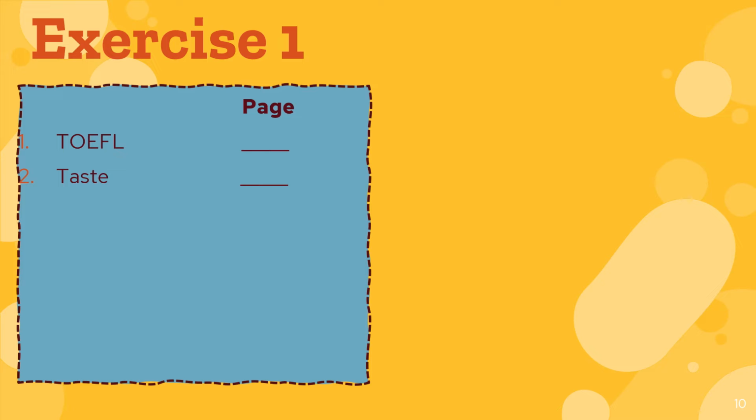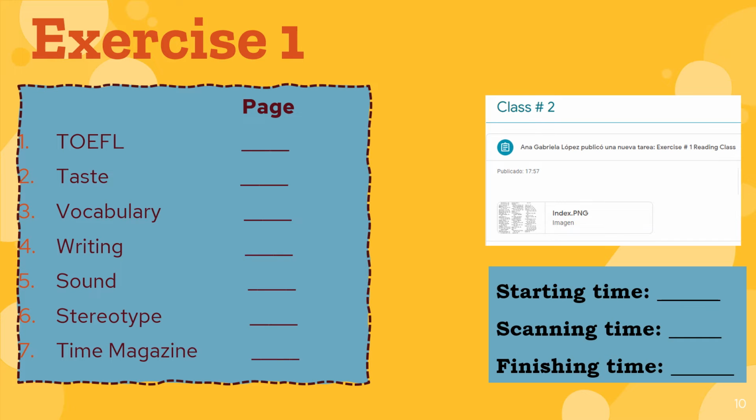So what you're going to do is to try to find the page numbers very quickly. Write down exactly how many seconds it takes to complete the task. So please write down the starting time, the scanning time, and the finishing time. In Google Classroom, you can see the picture that I posted, and based on this, you need to answer the questions. Okay, let me start all over again. You need to write down on a piece of paper the page where you can find these words, and this information is in the picture that I posted in Google Classroom.